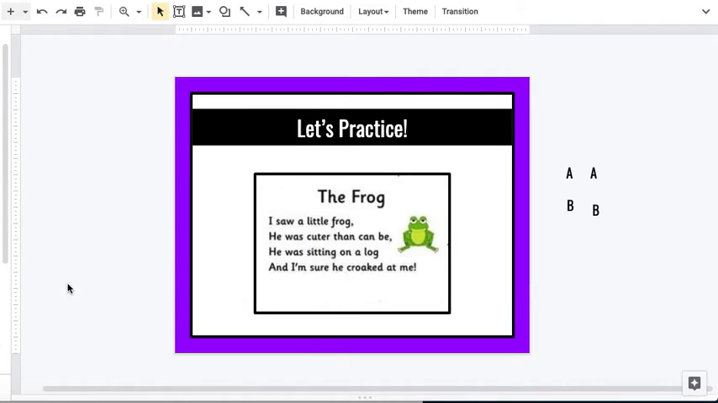Let's practice. The frog. I saw a little frog. He was cuter than can be. He was sitting on a log, and I'm sure he croaked at me. So we need to label our lines. The first line is always going to be A. So I'm going to drag an A from the side over here.